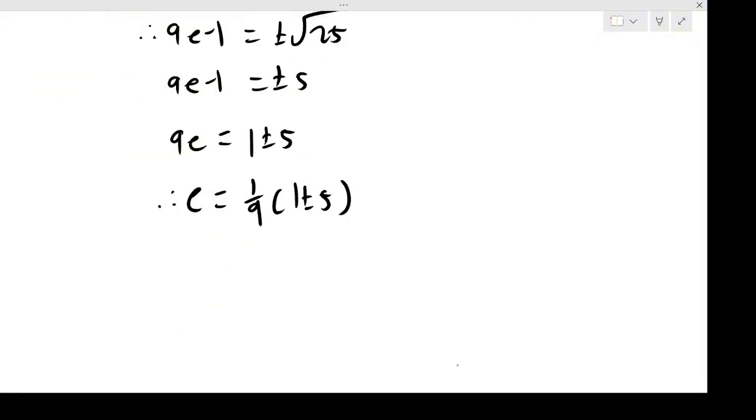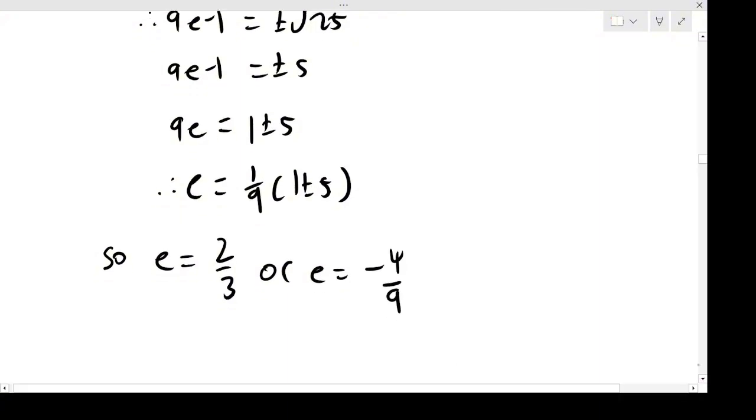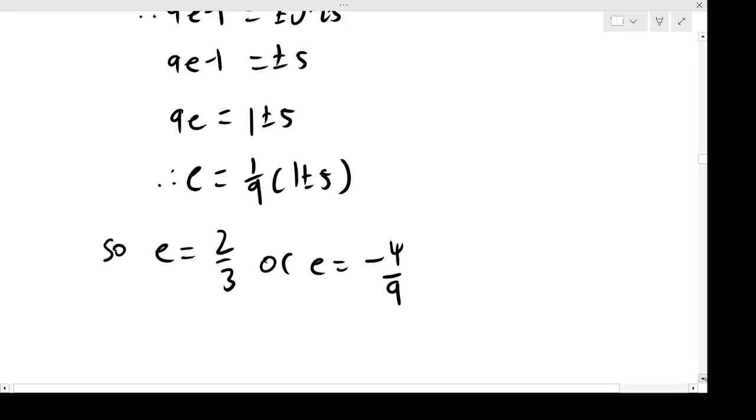And there we are. So my two solutions from this: if I do the positive case first, e is going to be a ninth of 1 plus 5. That's going to be 6 over 9, which simplifies to 2/3. Or, the other case, when it's negative, it's going to be a ninth of 1 minus 5. That's going to be minus 4 over 9. So these are my two possible solutions here. Again, you can solve this however you like, but you should get these two solutions.